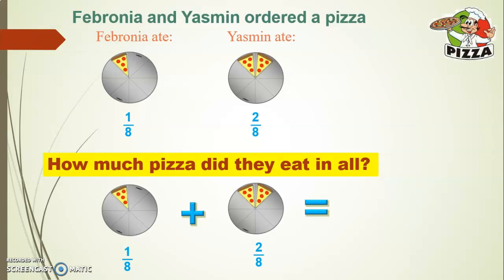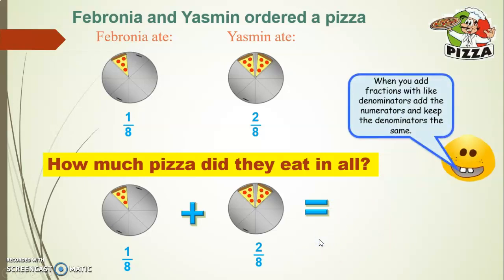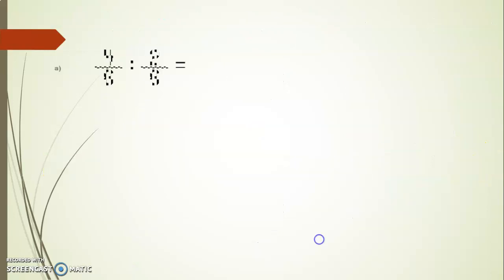Just because Febronia ate some pizza and Yasmin ate some pizza, that doesn't mean that the number of pieces in a whole pizza has changed. So, when you add fractions with like denominators, add the numerators and keep the denominators the same. It will be 3 over 8.